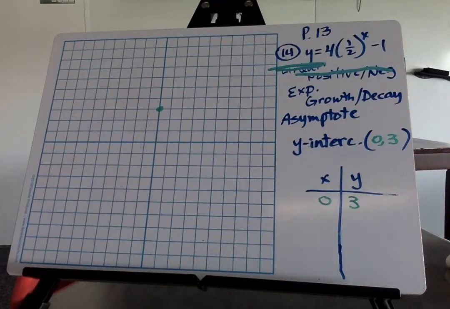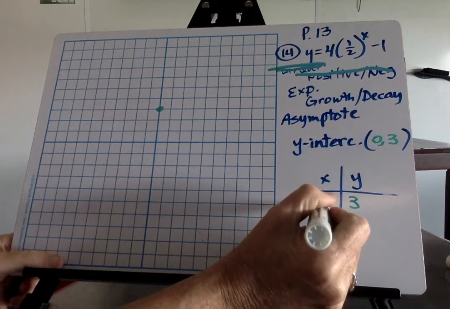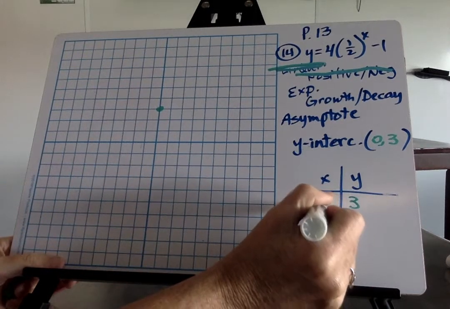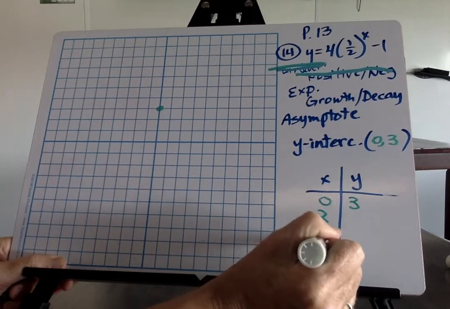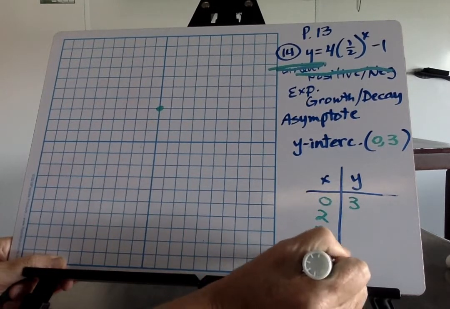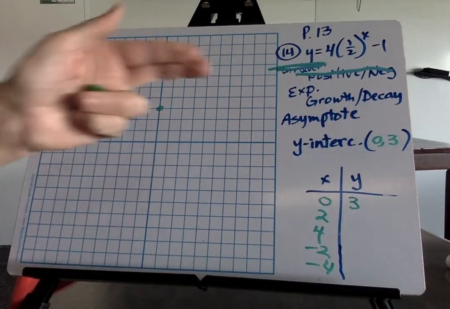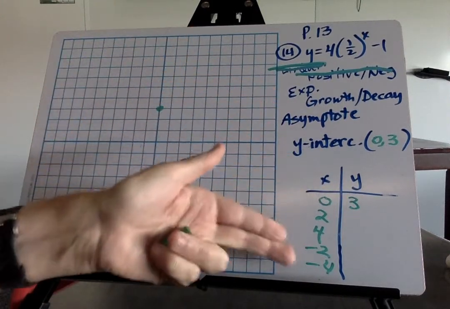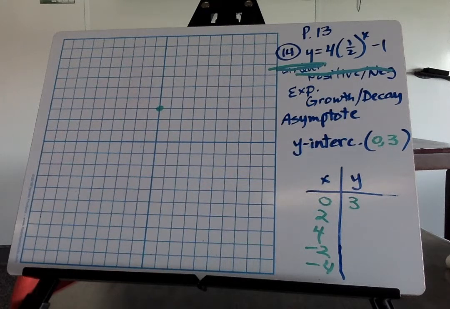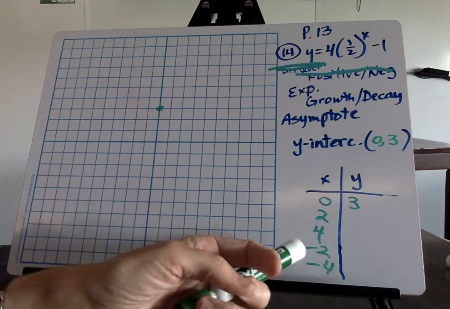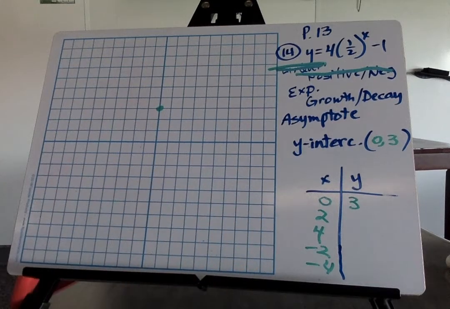Okay, now I'm going to go ahead and choose 4 next. Actually, maybe I'll just do 2 and 4, and then -2 and -4. And that will be my 5 points, because this is an exponential equation, and so I want at least 5 values of x and 5 values of y. Okay, and I want at least 2 negatives and 2 positives and 0.